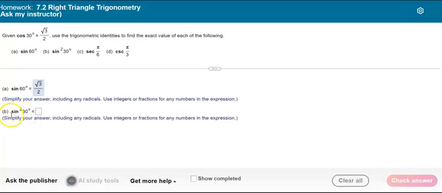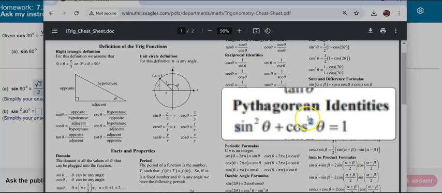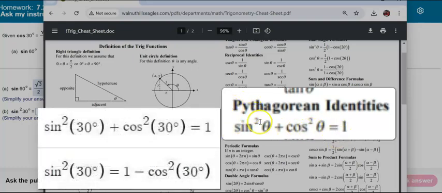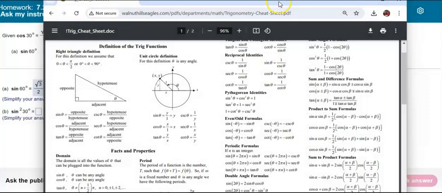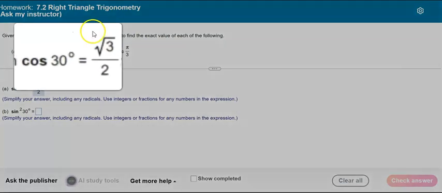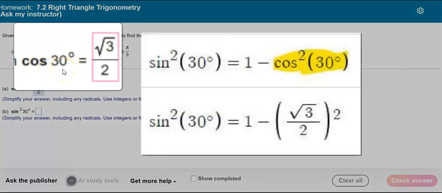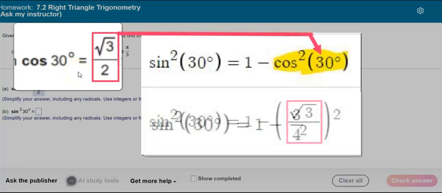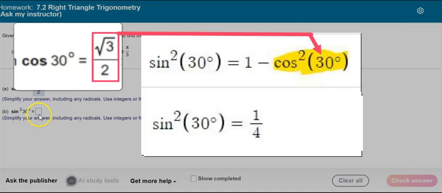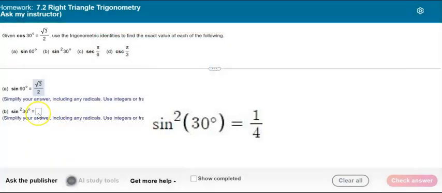All right, the next one here is using sine squared of 30. Notice we have cosine of 30, and we want to find sine squared of 30. So that means that we're going to be using a Pythagorean identity, in particular this first one, sine squared plus cosine squared equals 1. If sine squared plus cosine squared is equal to 1, well then sine squared is 1 minus cosine squared. So we're going to square the cosine of 30. We're going to subtract that from 1, and that will give us the sine squared of 30. So sine squared of 30 is a quarter, 1/4.